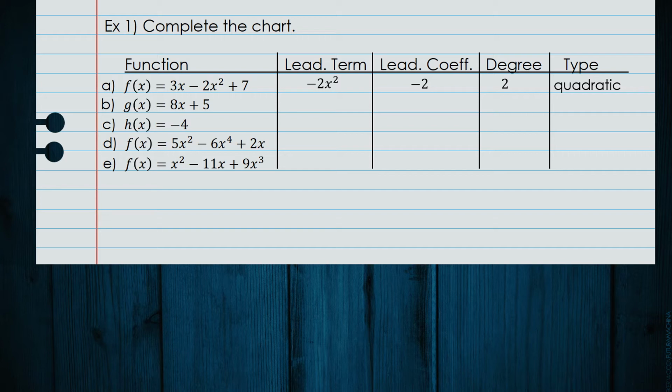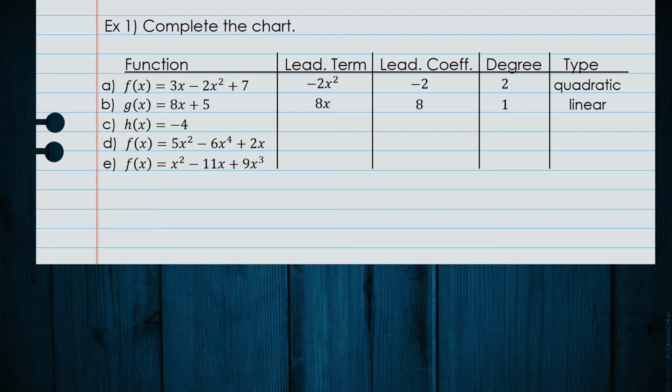Looking at B, we need to identify the leading term. And in this case, it would be 8x. The leading coefficient would be 8. The degree, well, means the highest exponent. In this case, we see x, but we do not see an exponent, but there's an understood imaginary 1 there. So its degree is called a 1. And then the type, well, since we see 8x, that does mean this will be linear.